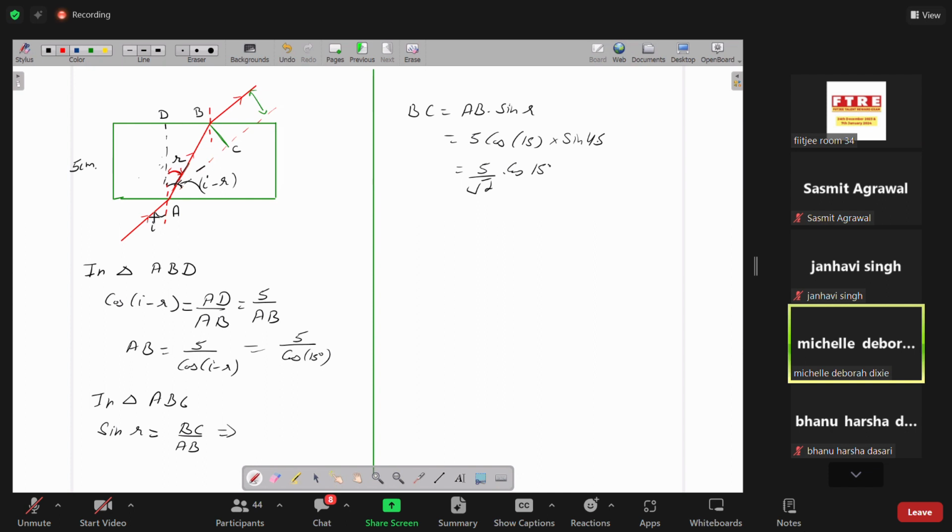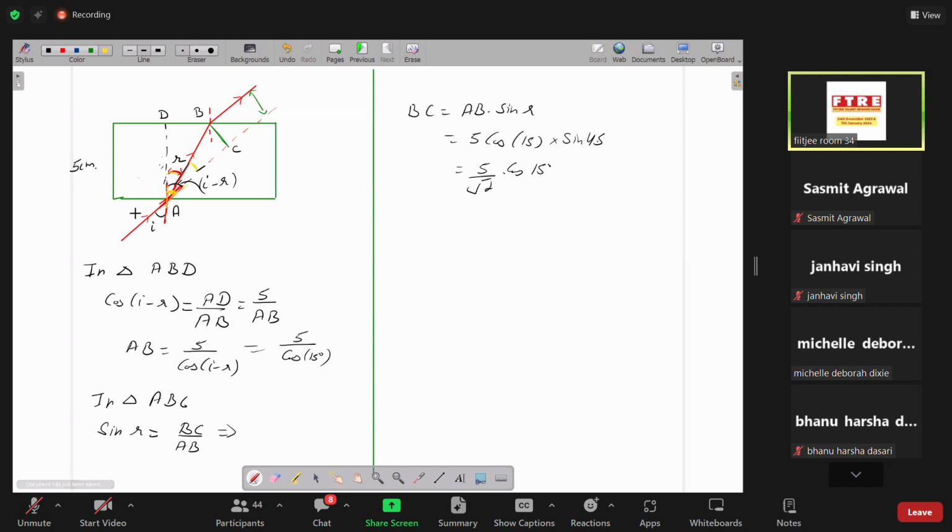This is I minus R on this side now, because these two are parallel lines. That means this complete angle should be I. This angle is R, so the remaining angle should be I minus R. So I have done it in reverse. That's why it is coming wrong. Let's do it now.